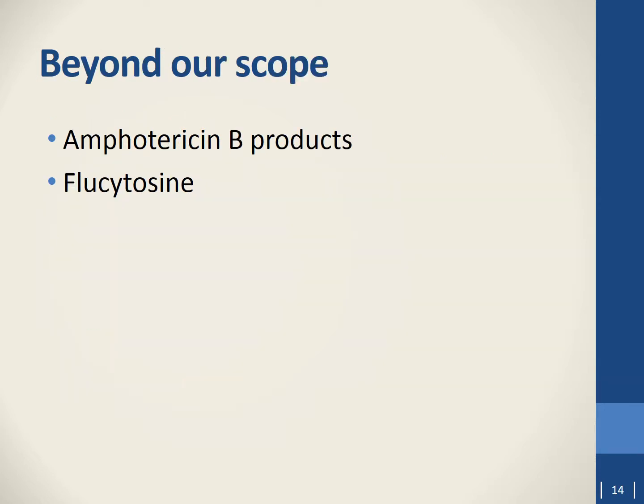There are a couple of agents that I consider beyond our scope for this course. If you are going to be landing in a practice setting where you're using amphotericin B products, I'd encourage you to become familiar with them. They are IV only, so typically used in more of the acute care setting. There are some monitoring parameters, such as monitoring patients for nephrotoxicity, hypomagnesemia, and hypokalemia, and knowing that there are lipid-based and non-lipid-based products that are dosed differently from one another.